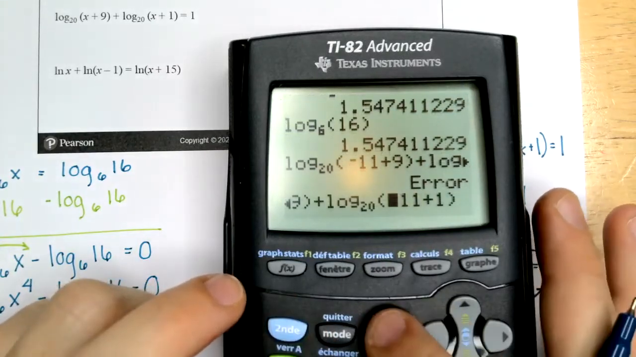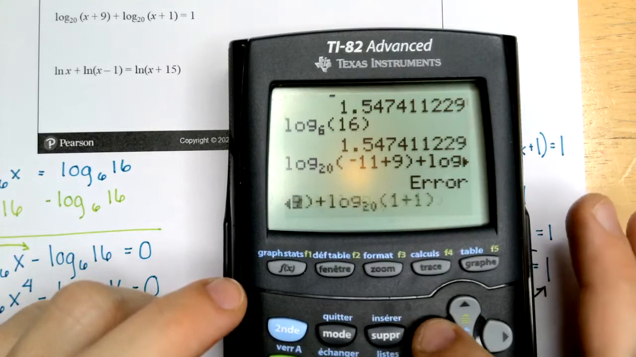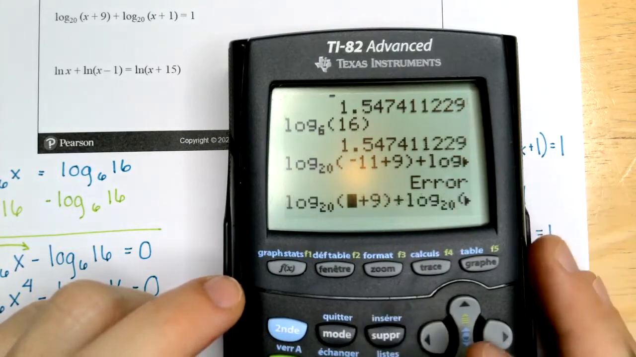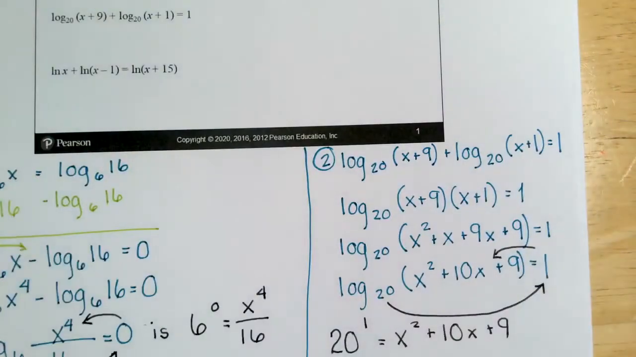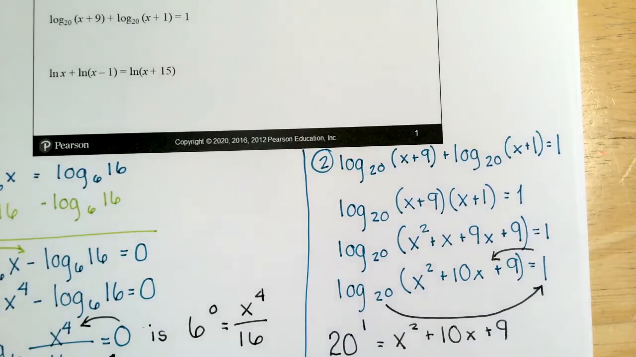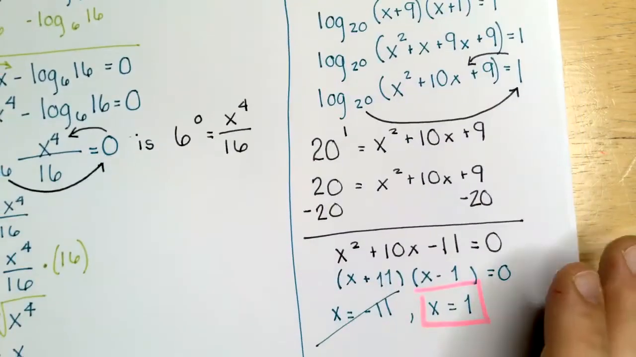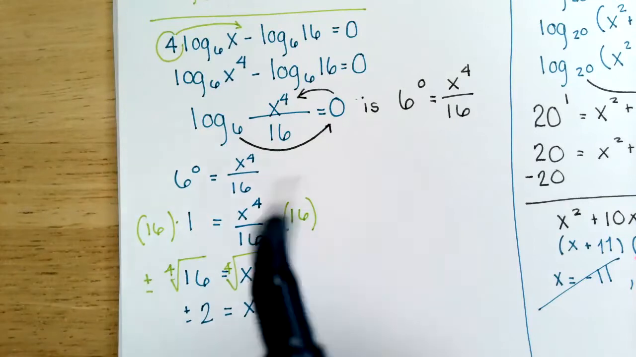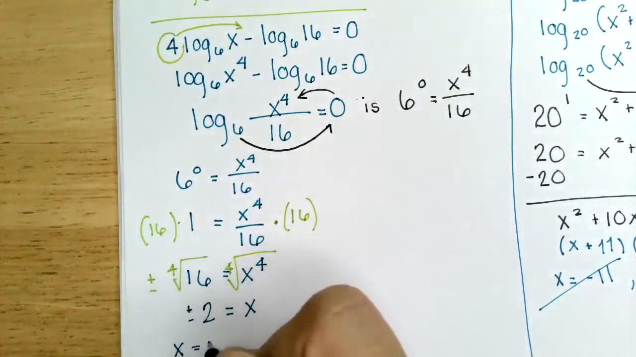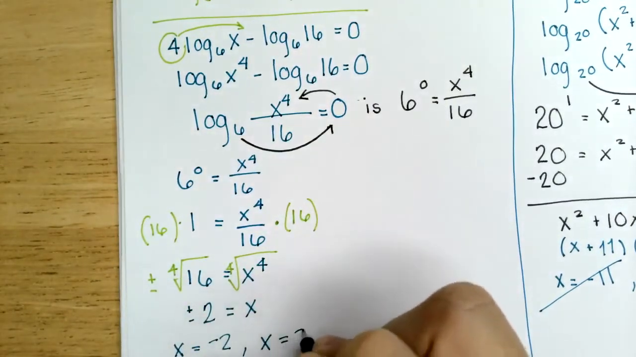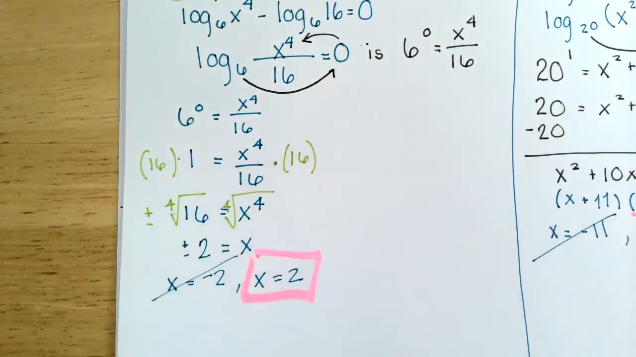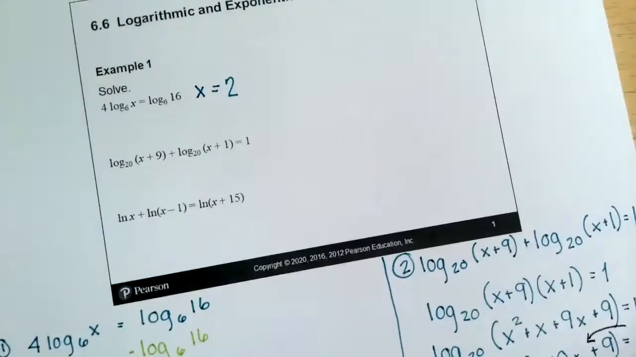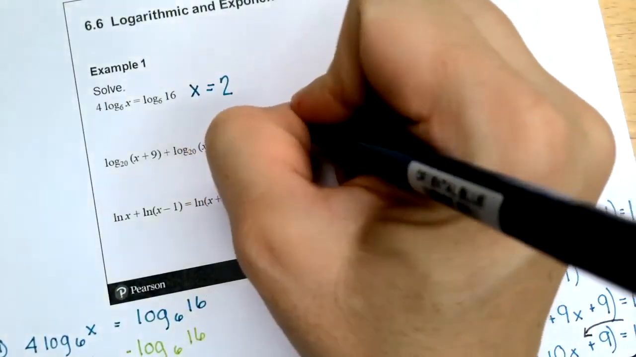So instead of the negative 11, I'm just going to say 1. And we get 1. So this is a good answer. Oops, couldn't see what I was doing. x is 1. Here we said x is negative 2 and x is 2, but we checked it. We said that one is not true and this one is true. Good. So here we're going to say x is 1.